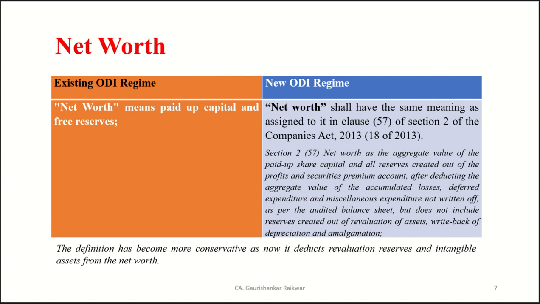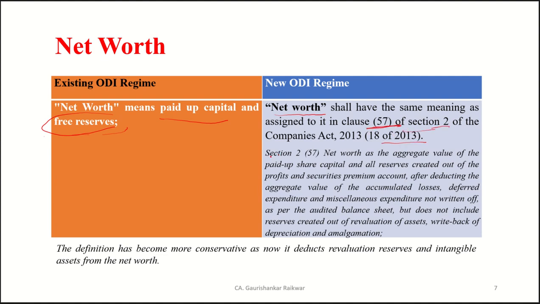Then net worth. Because, as we know, there is a cap, you cannot go beyond 400% of the net worth of the investor company. In the existing ODI, the definition of net worth was paid up capital and free reserves. But now in the new ODI regime, the definition has been aligned with the definition given in the Companies Act, section 2, sub-clause 57.